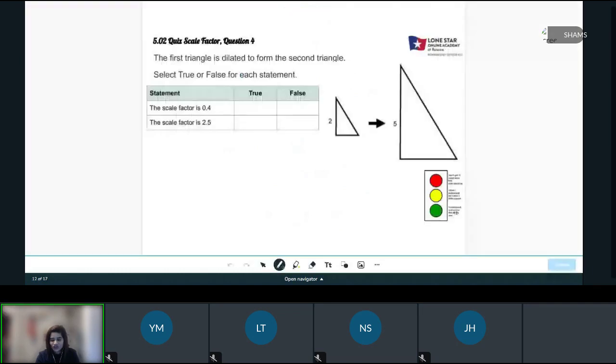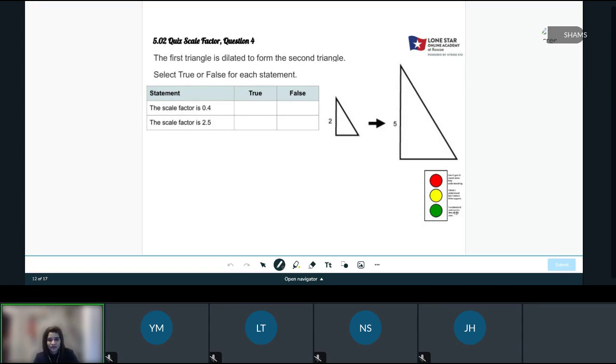Here is question 4. We did look at question 4 first variety yesterday, but we will again look at it. Let's get started. This is Math 5.02 quiz scale factor question 4. If you did not get a chance to join yesterday, it's okay. You can still open up the quiz and get to question 4. We will try to answer question 4 before we move on to other previous questions. By the end of the session, I think we will have some extra time.